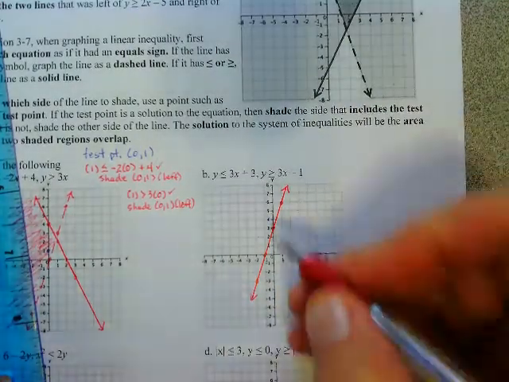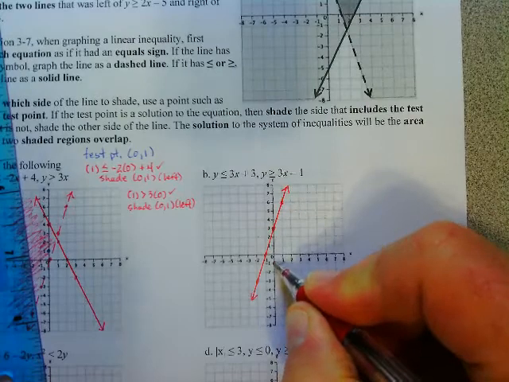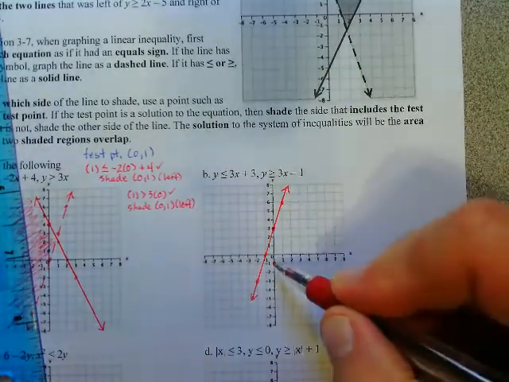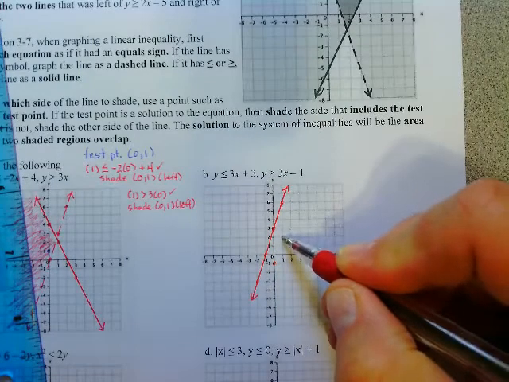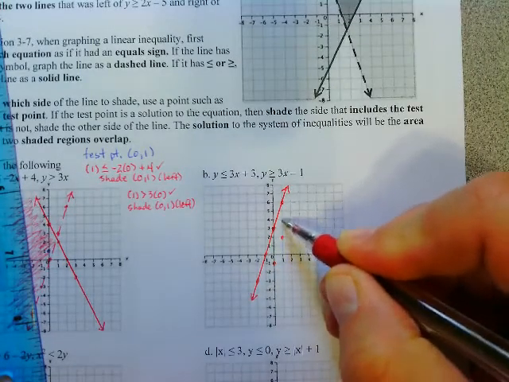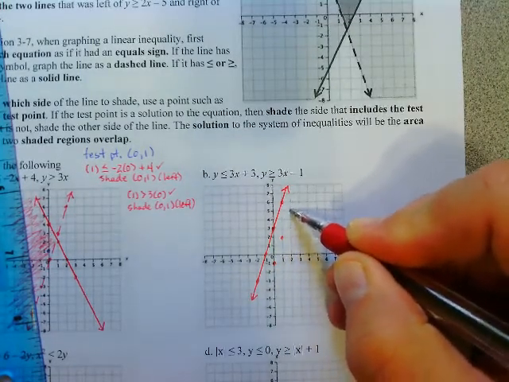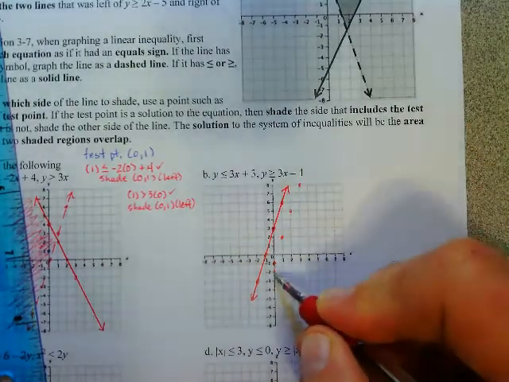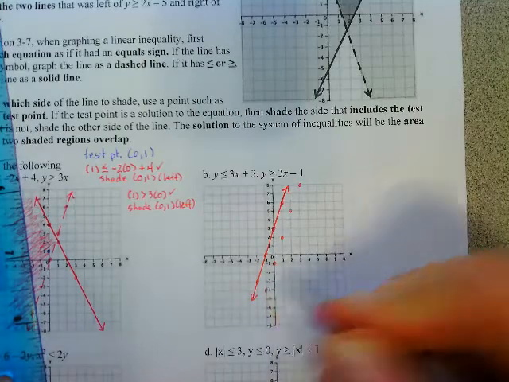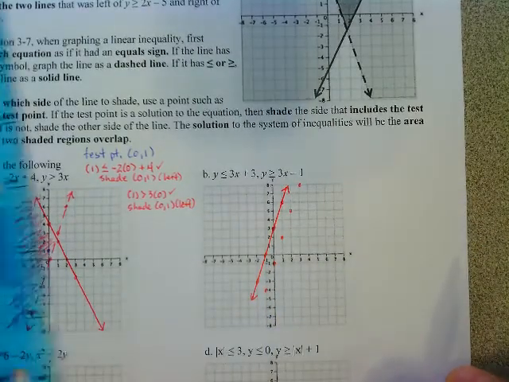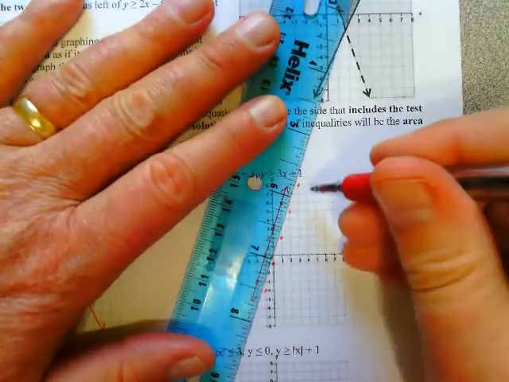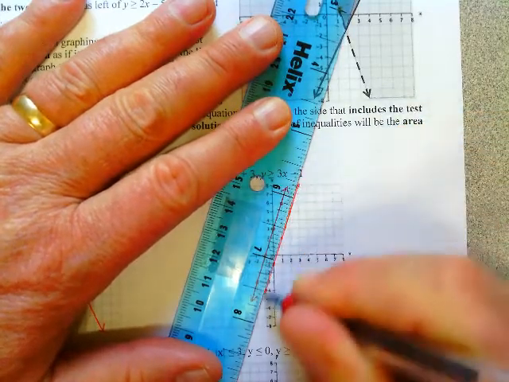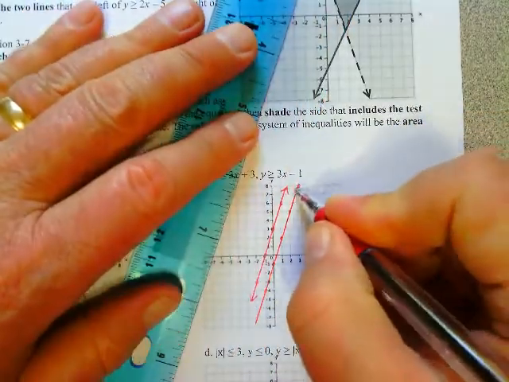The second one goes through -1, and it also has a slope of 3. So 1, 2, 3, 1, 1, 2, 3, 1, and up there, 1, 2, 3, back 1. And in fact, since these lines have the same slope, they both have a 3 in front of the x, they are parallel.